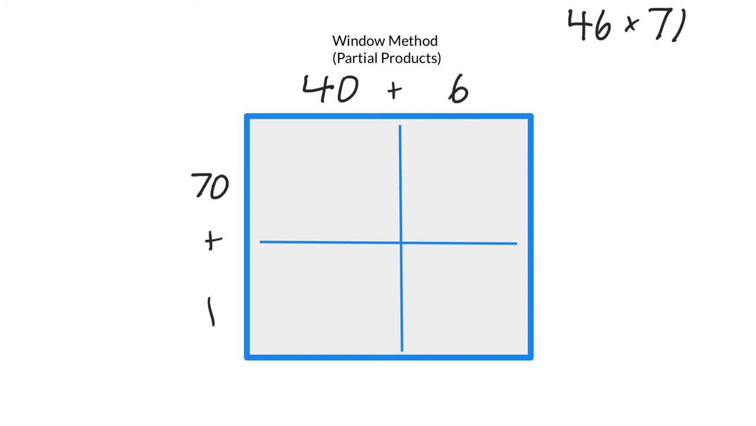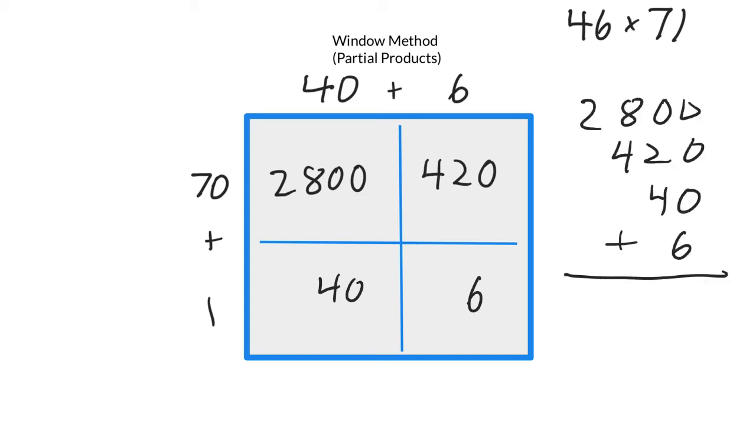So 70 times 40 will give us 2,800. 70 times 6 will give us 420. 40 times 1 is 40, and 6 times 1 is 6. And then you can line them up neatly and add them, and then you've got your answer. So that is partial products, but we call it the window method to help you sort things out a little bit more neatly.